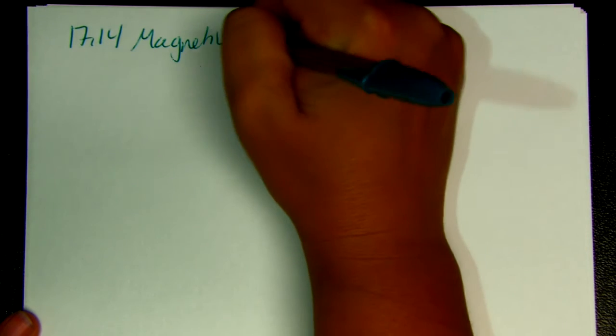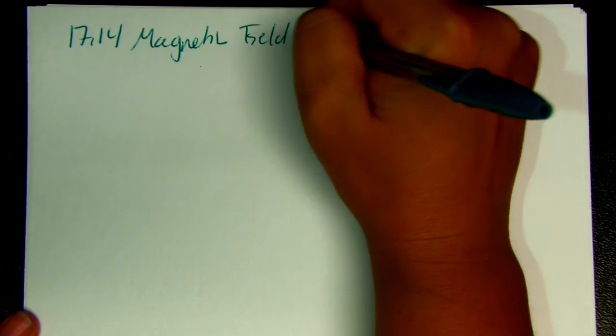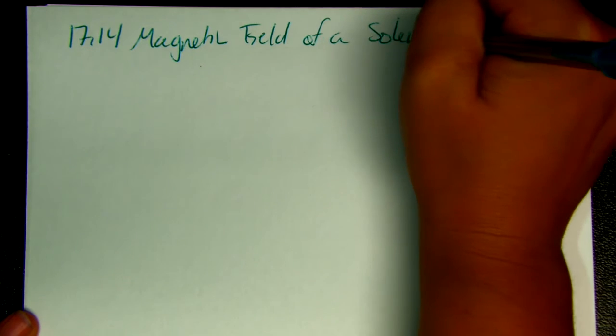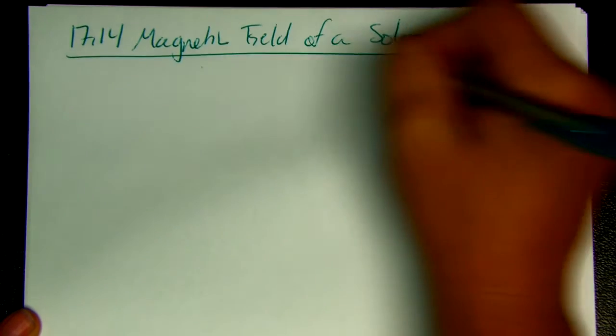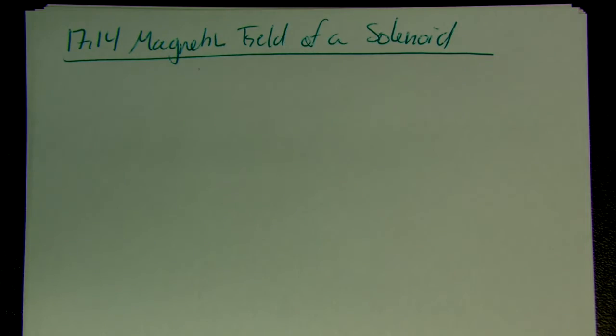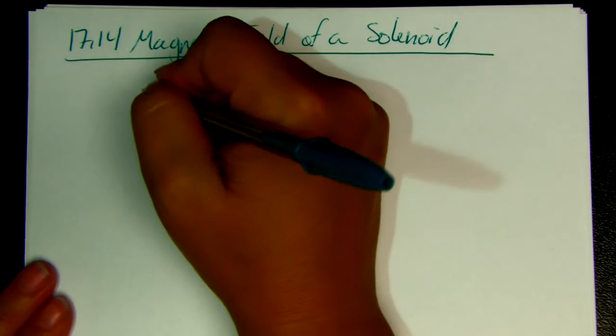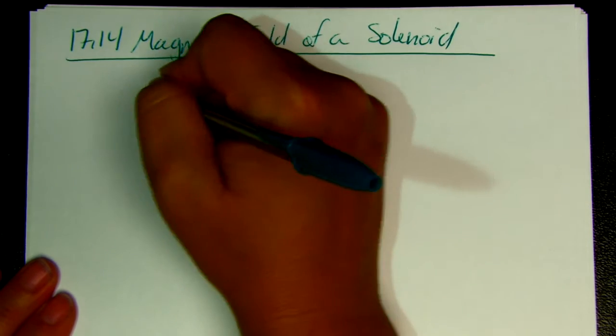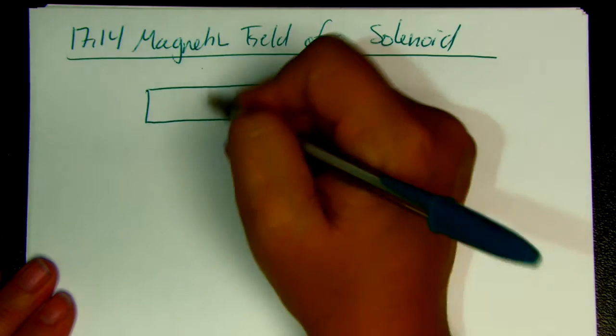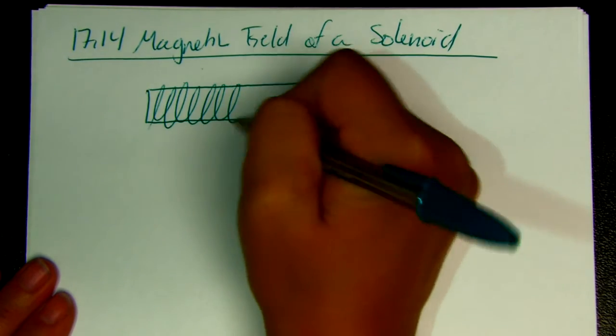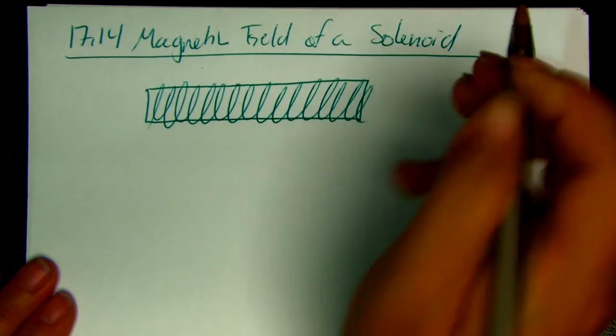All right, so let's go through the magnetic field of a solenoid. The main purpose of this is I'm just going to highlight some of the key components of a solenoid and how we can think about them, since we are going to see them several times throughout this class.